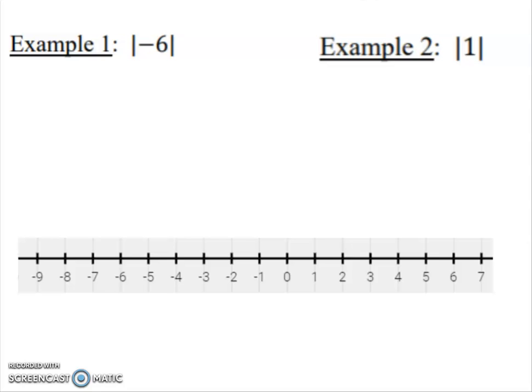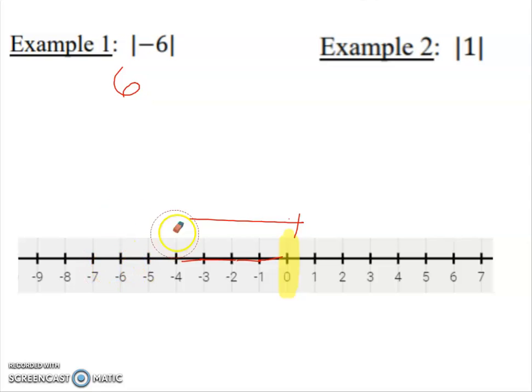Okay, so when I look at the absolute value of -6, -6 lives right here on the number line. Here is my 0. I'll highlight what I want to look at. So how far is it from -6 to 0? Well, I can count. It's going to be 1, 2, 3, 4, 5, 6 units away from 0. So the absolute value of -6 is going to be 6.